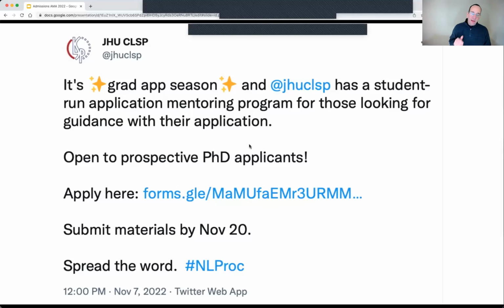That is not a usable link. I realize that. If you go on to JHU CLSP's Twitter account, you will find that we've posted multiple times. The application deadline is in about 5 days. I highly recommend you take advantage of this program.